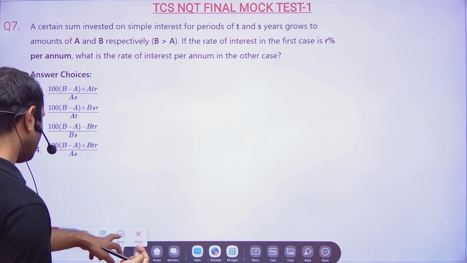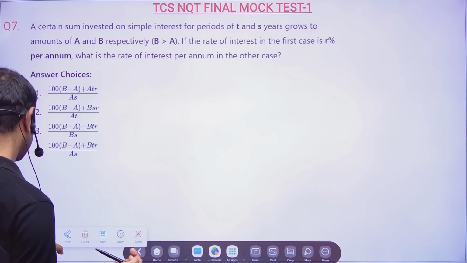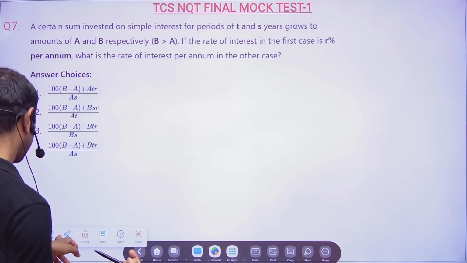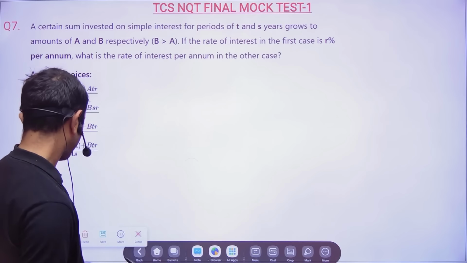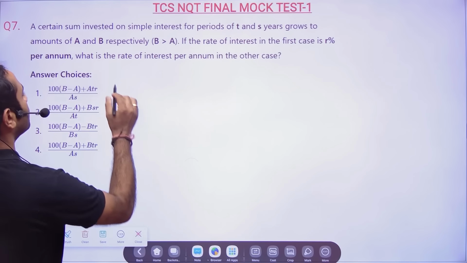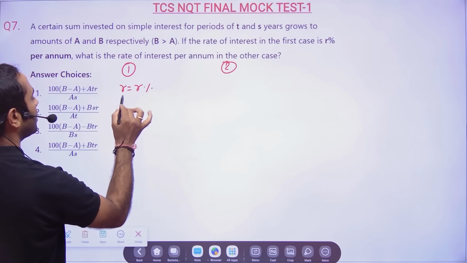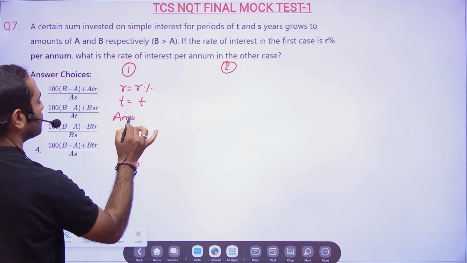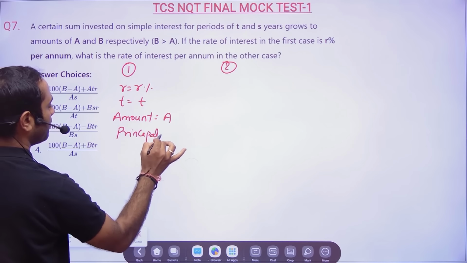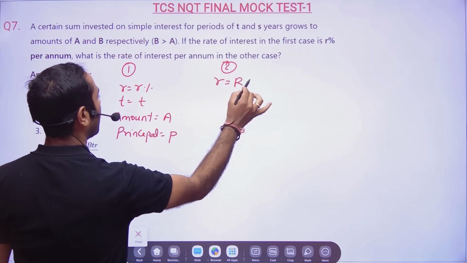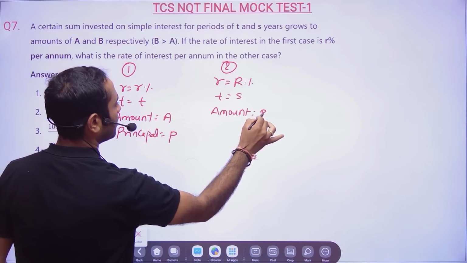Is there any option to undo? No, here. Oh, it got removed somehow. I don't know how. Okay, so quickly I will write. So case 1 and case 2. In case 1, rate is R%, time is T, amount is A, and principal we have assumed as P. In case 2, rate I have assumed R, time is S, amount is B, and principal remains the same.